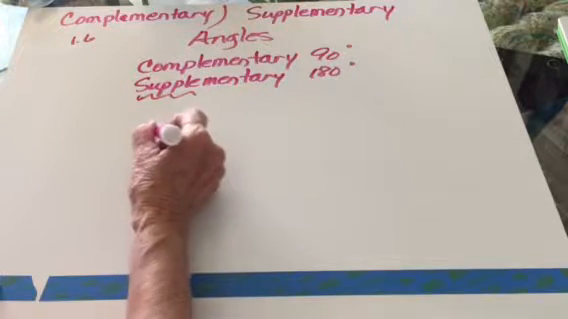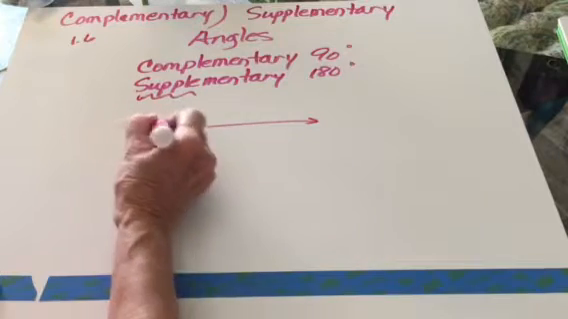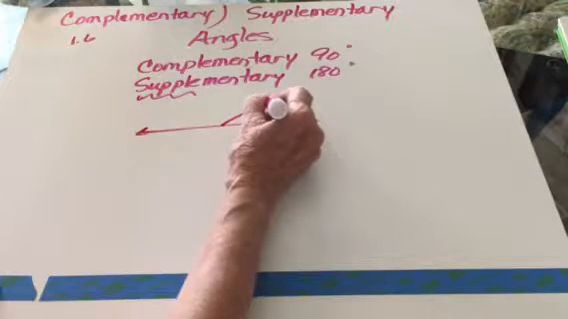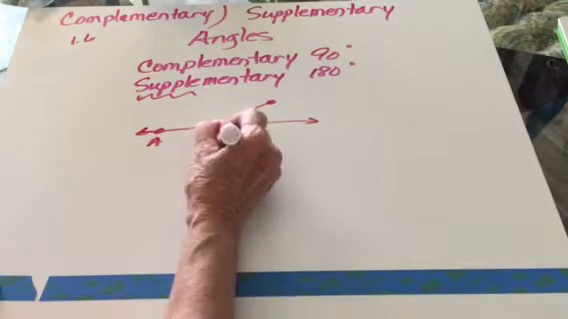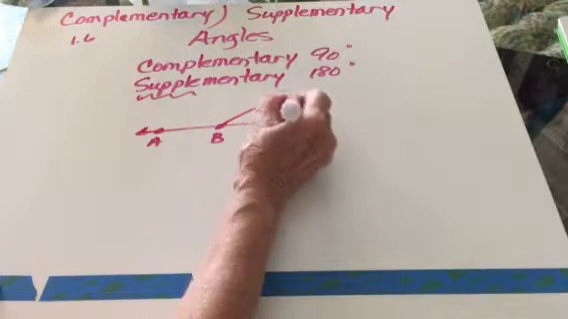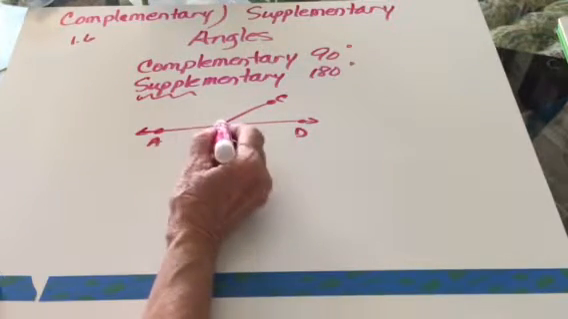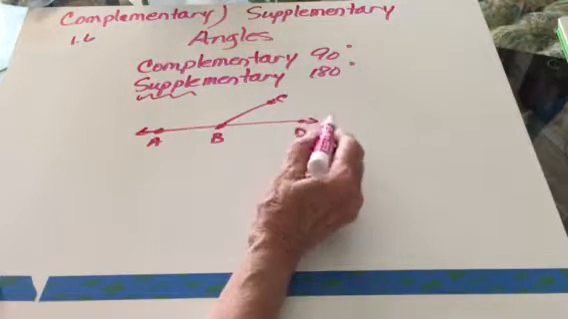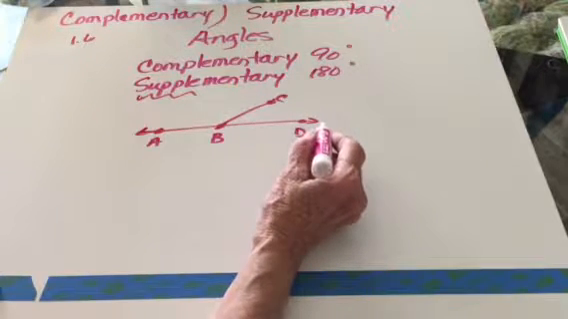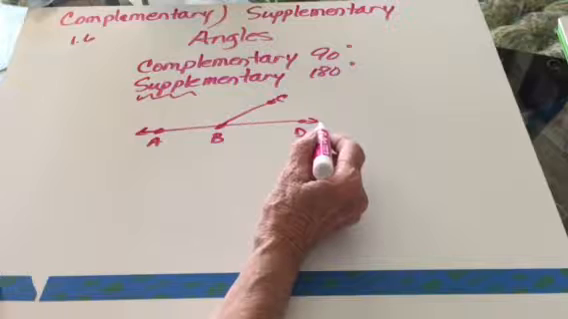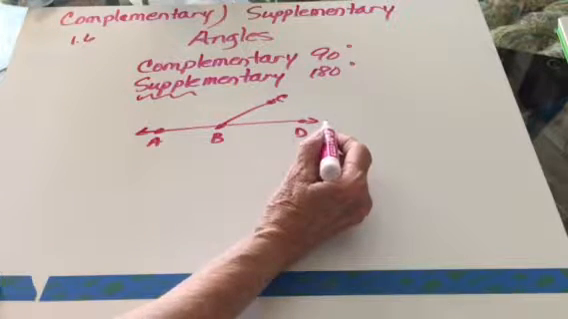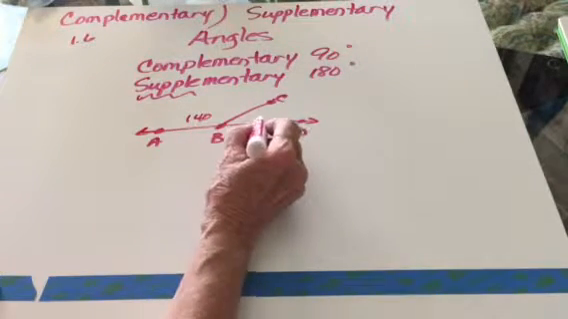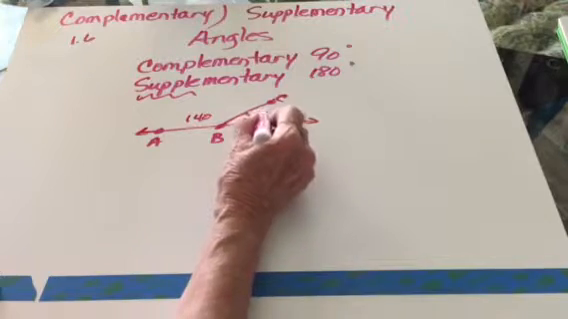All right, so if I have a straight line, that's considered 180 degrees. If I have an angle here, let's go angle A, B, C, D. So angle ABC plus angle CBD are supplementary angles. They add up to 180 degrees. Okay? I mean, it's just that simple. So let's just say that I call this 140 degrees. How big would this guy have to be? It'd have to be 40 degrees.